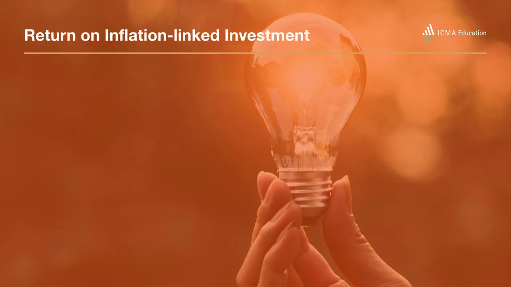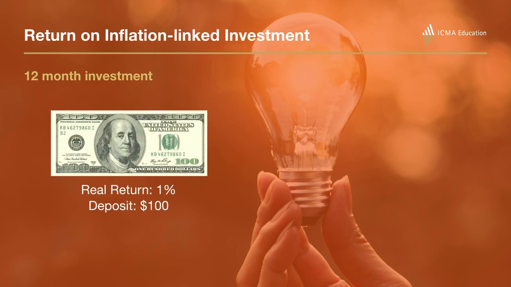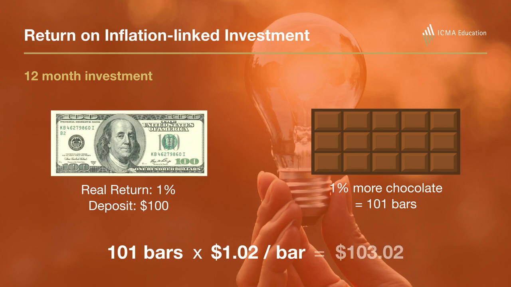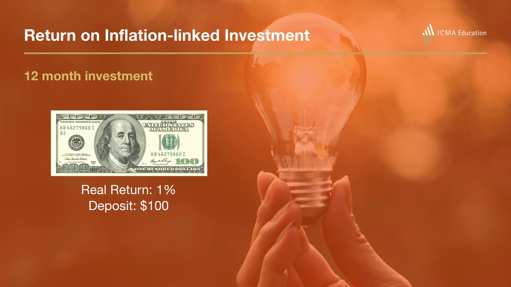At the same time, an individual sees a 12-month investment that offers a real return of 1% on a deposit of $100. At the end of the investment period, the investor will be repaid a sum of money that allows them to buy 1% more goods and services. If they are interested in buying chocolate bars, then the cash flow they would need to receive from the investment should be enough to buy a total of 101 bars. But with chocolate having experienced 2% price inflation, then these 101 bars, priced individually at $1.02, would cost $103.02.